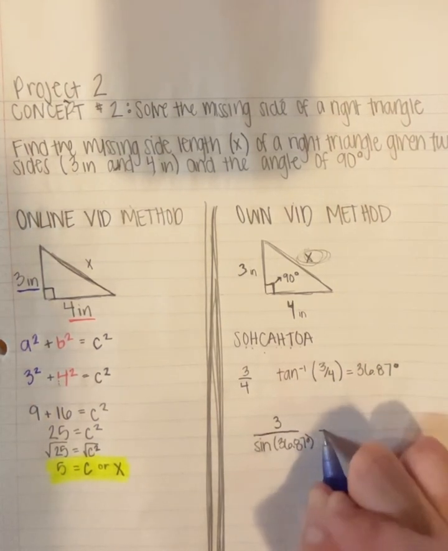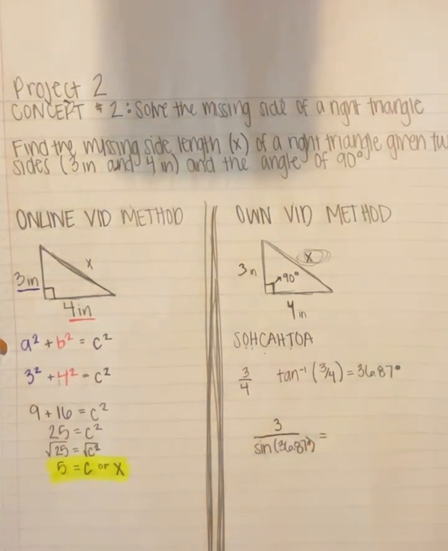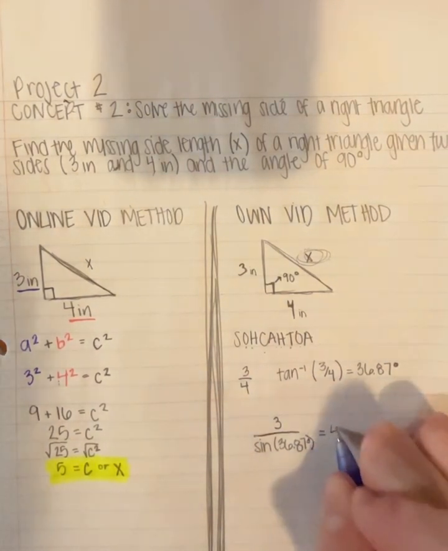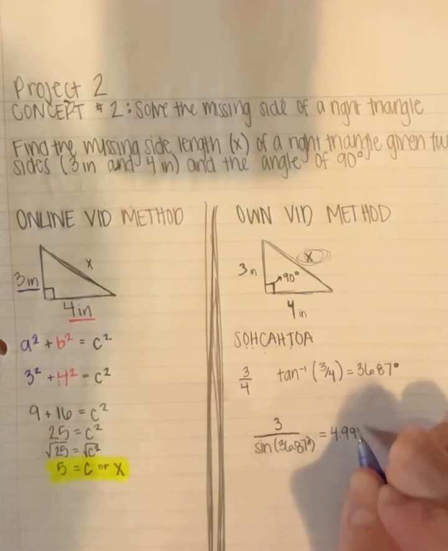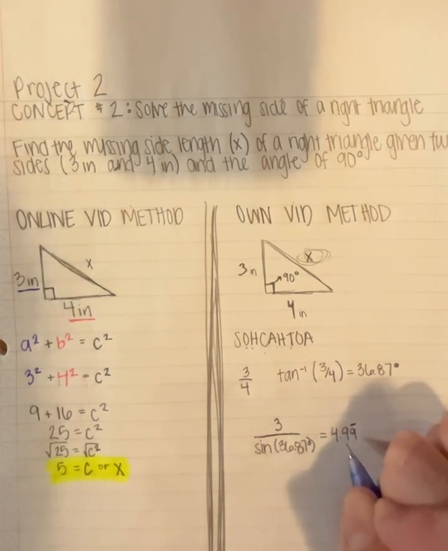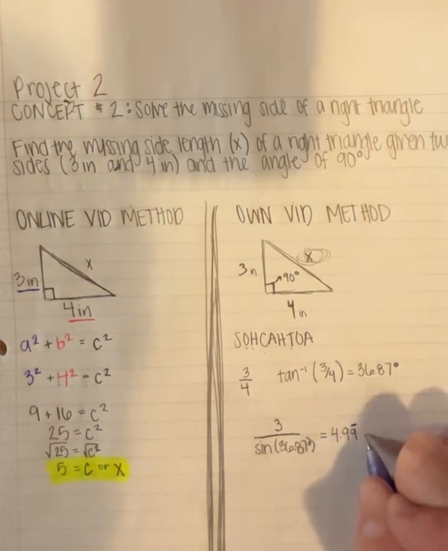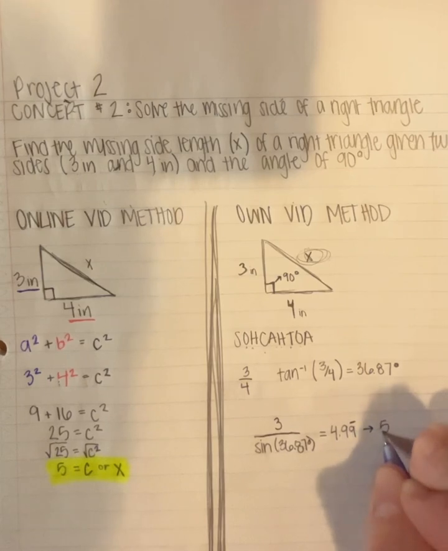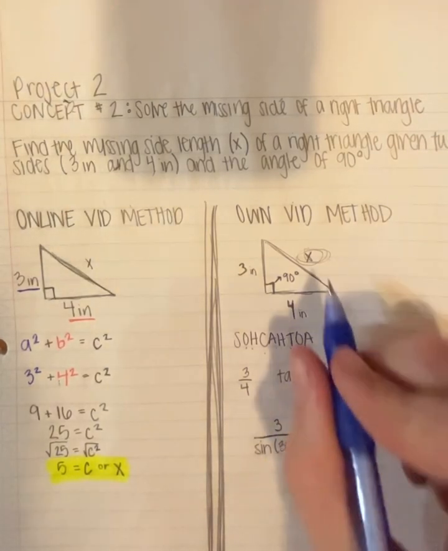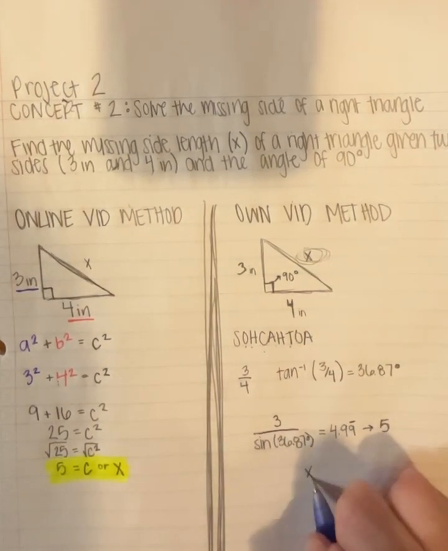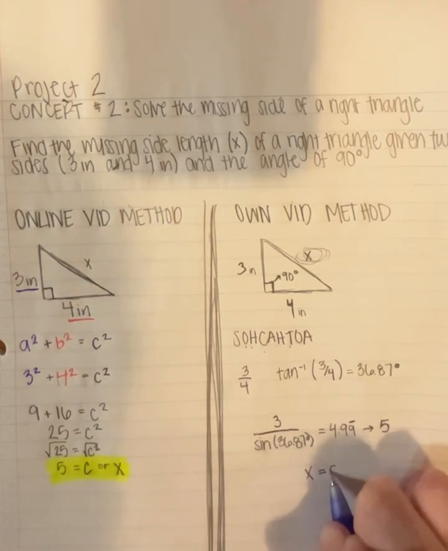Once I compute that out, that gives me an answer of 4.99 repeating, which I then know to round up to 5. So I know that this missing side length of x is equal to 5.